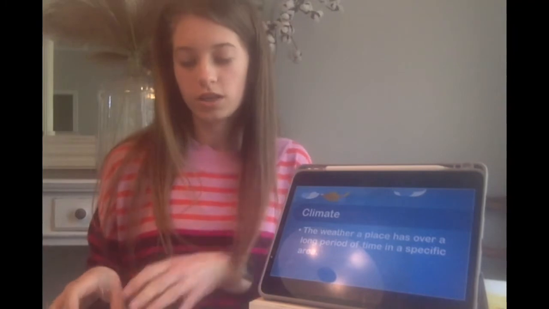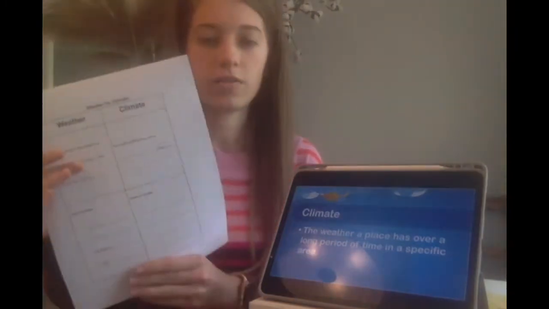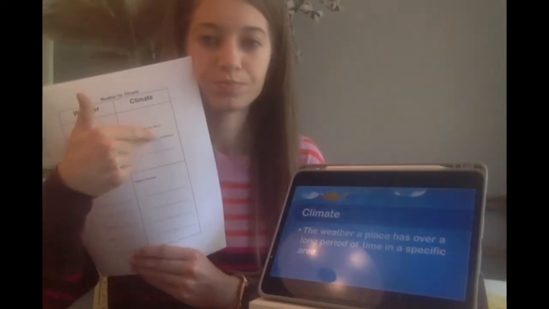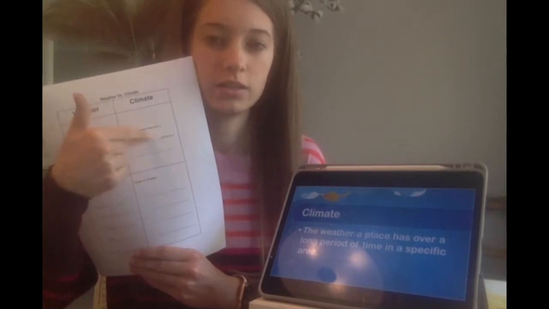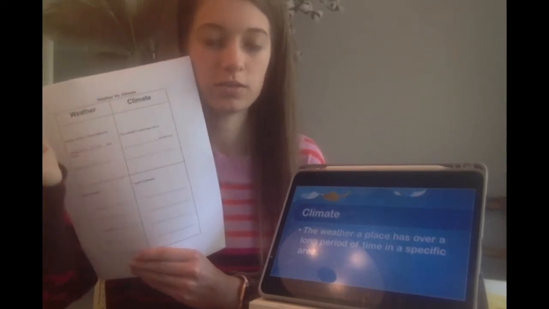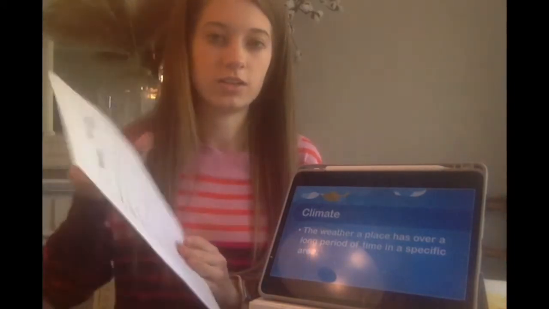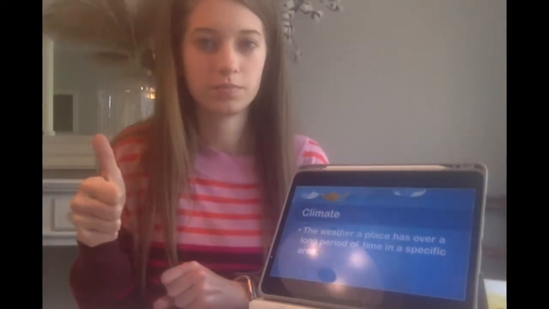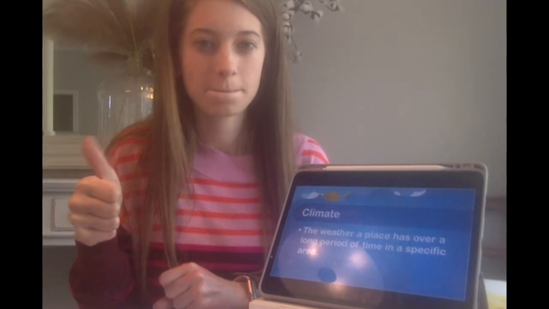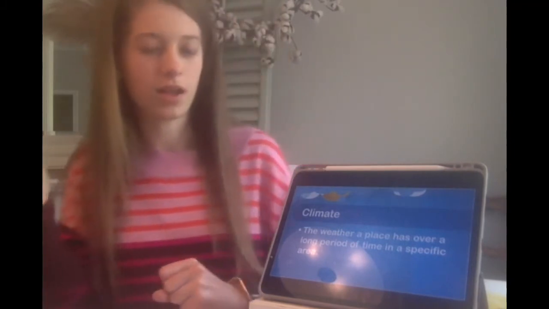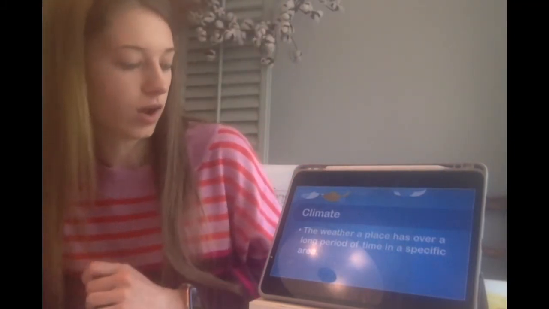So I want you to get out your graphic organizer, and I want you to fill out the climate definition. There's two fill in the blanks, so I want you to fill in those blanks. And when you have finished, give me another big thumbs up. Alright, I'm seeing lots of thumbs up, so I think we are ready to go on.